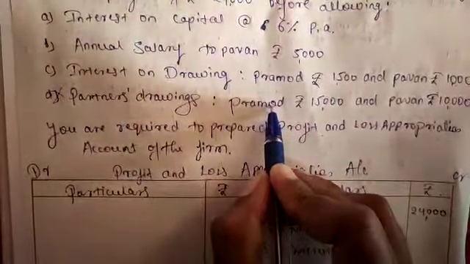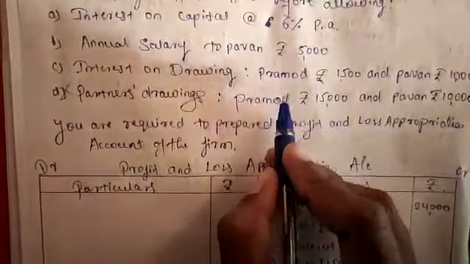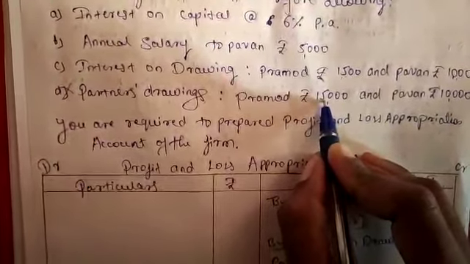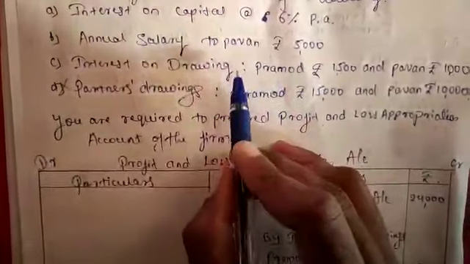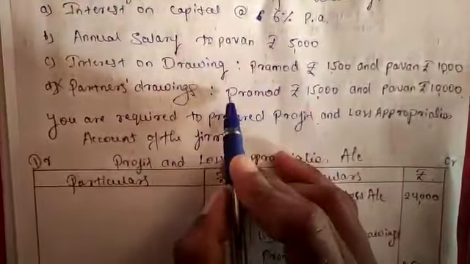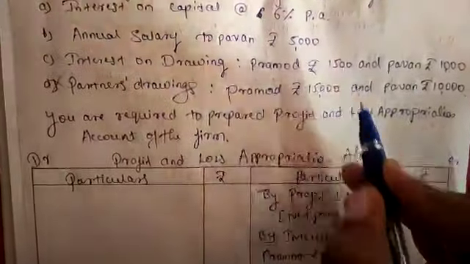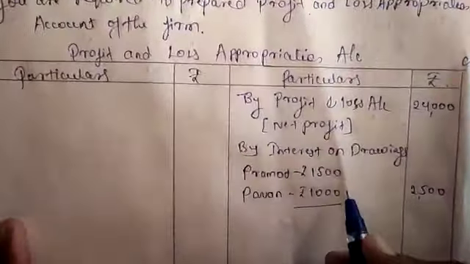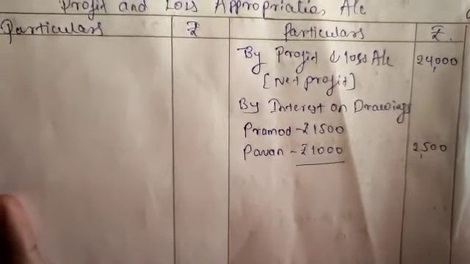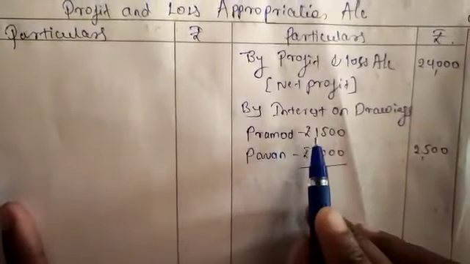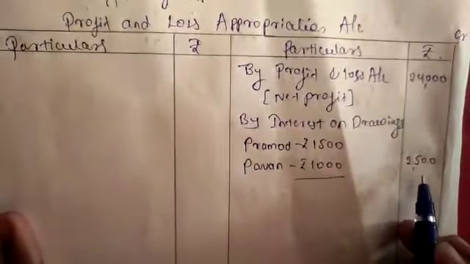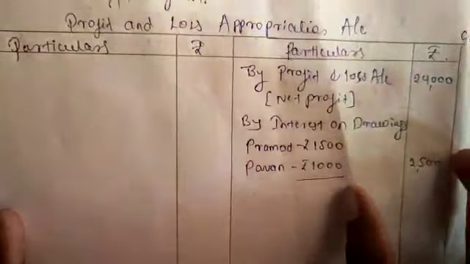Why have they given partners' drawings? They are given for the calculation of interest on drawings. So in this problem they have given the interest on drawings directly. That's why you should ignore the partners' drawings. So here you take the partners' interest on drawings: Pramod rupees 1,500 and Pawan rupees 1,000, 2,500 total. It is the total fund.